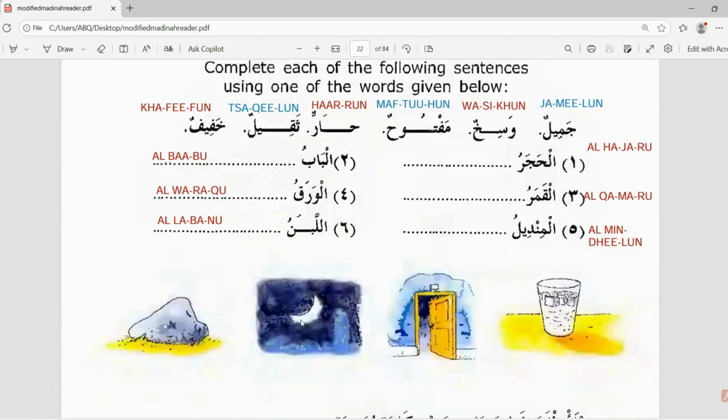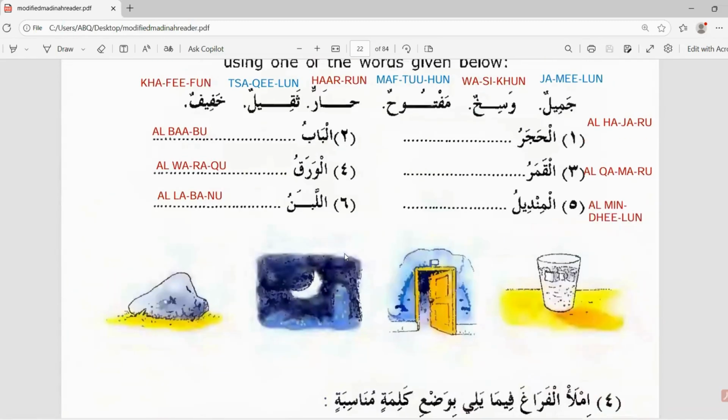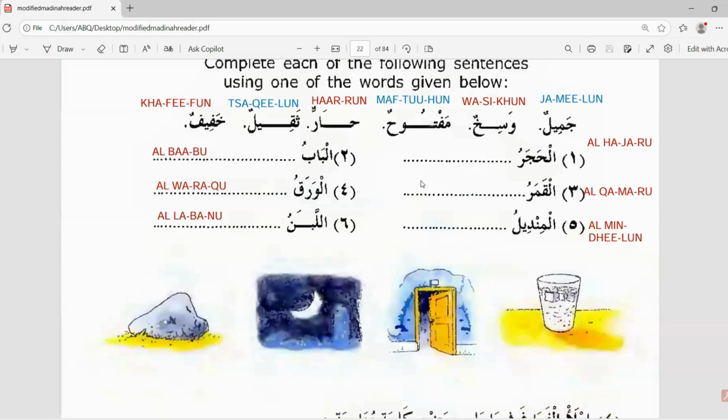Then you can see over here a moon. So the next one is al-kamaru, which means the moon. And the word we're going to use is jamilun. Jamilun is beautiful. Al-kamaru jamilun. Then we've got al-waraku, which means the paper. There's no picture, but the word we're going to use is khafifun, light. Al-waraku khafifun, the paper is light.